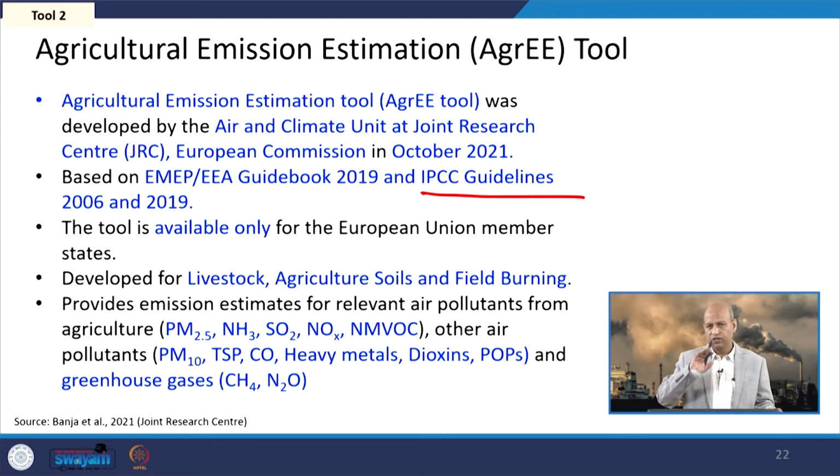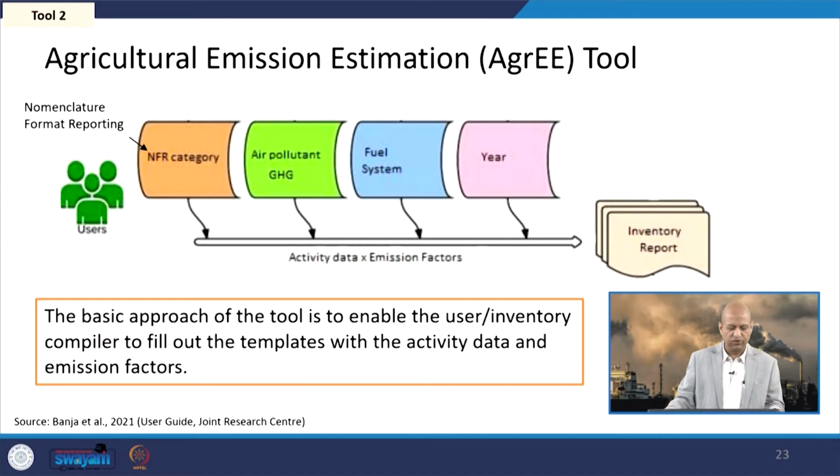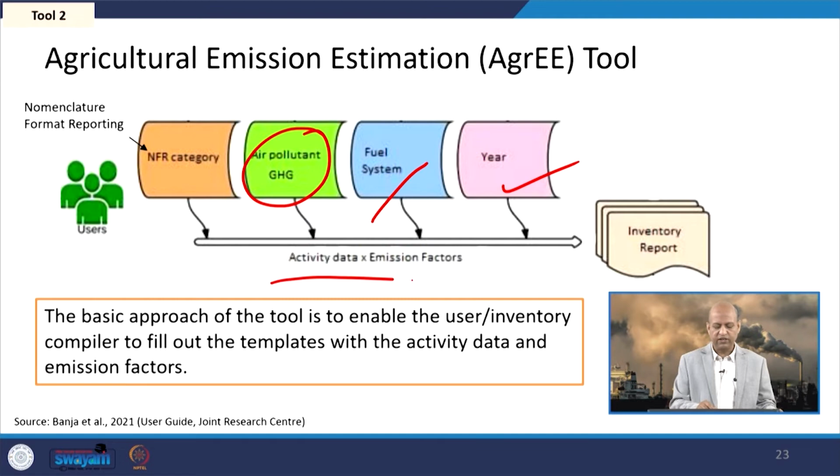Now, you can see the way of estimating. There are certain categories you have to take care of: the air pollutant or greenhouse gas you want to estimate, which fuel system you want to go for, and which year you want to consider. Activity data and emission factor are the fundamental things for every kind of emission inventory; you must remember activity data and emission factor. Those are the things we really focus on in all kinds of emission inventory development. You need to know those, and then the inventory report is generated, because once you put in the activity data and emission factors, this tool can calculate emissions of those particular pollutants and greenhouse gases.